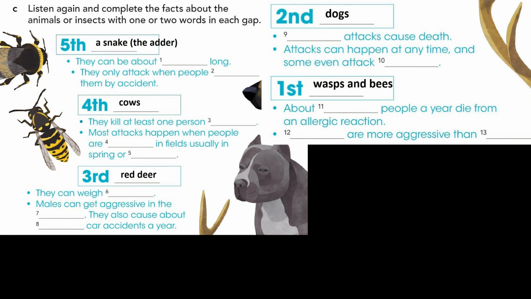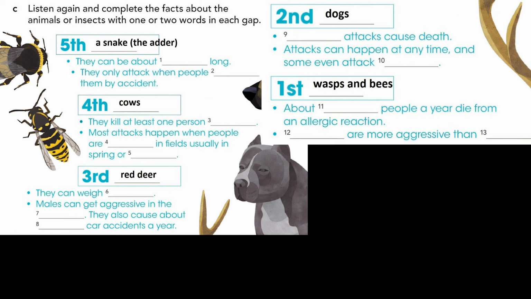So, David, what are the 5 most dangerous animals in the UK? Can you tell us in reverse order? I mean, starting with the 5th most dangerous. Yes, of course. At number 5 is a snake, the adder.